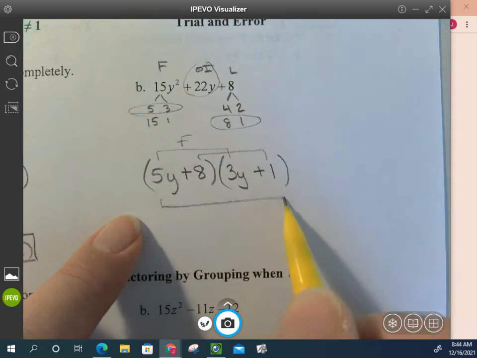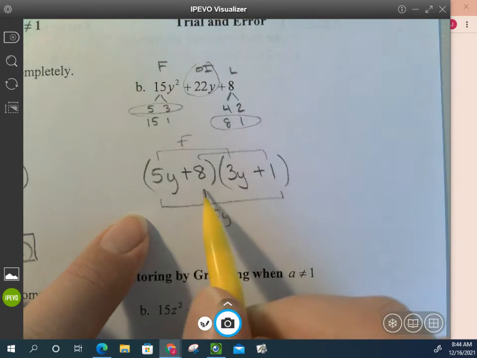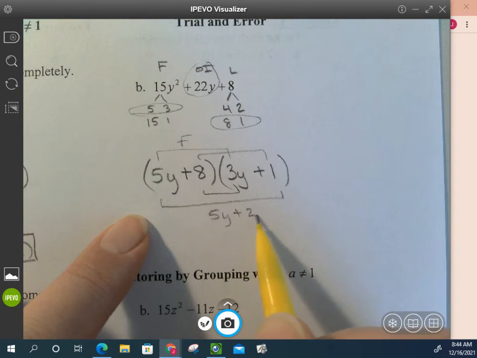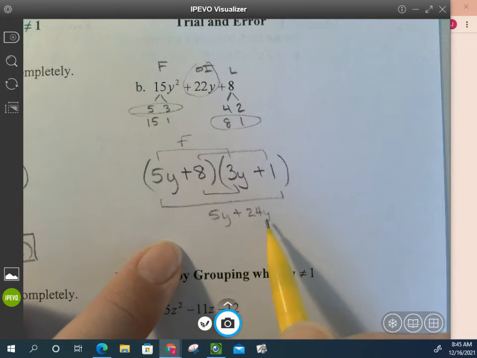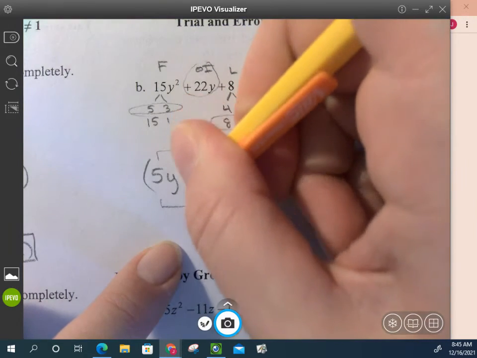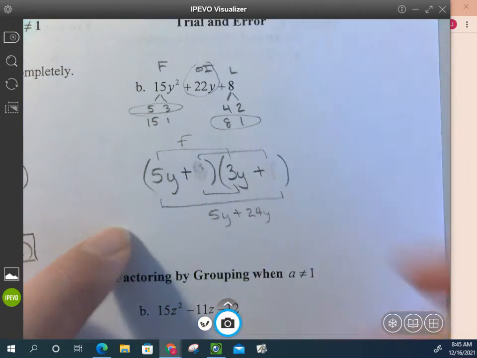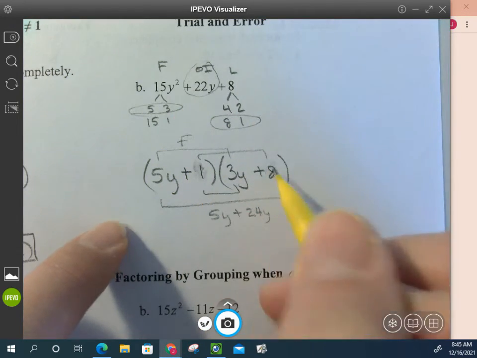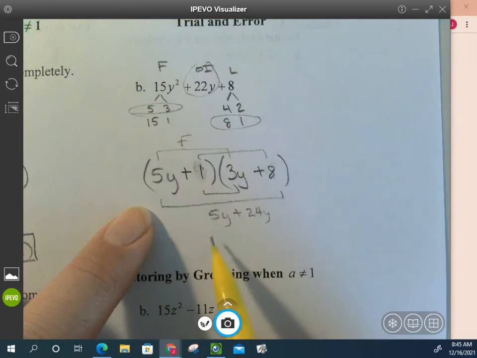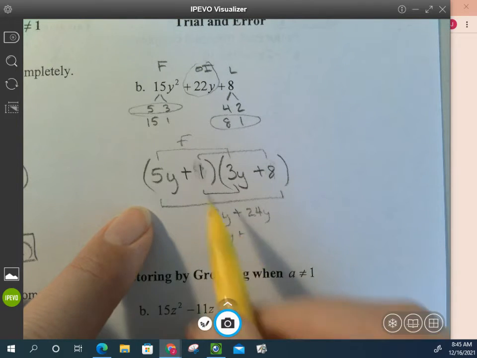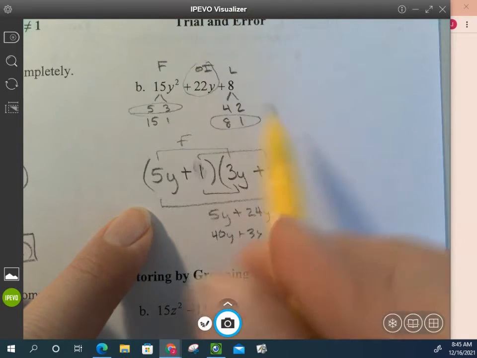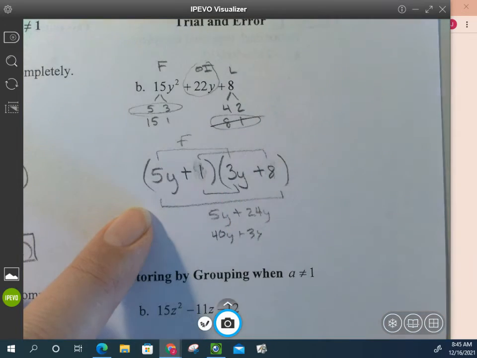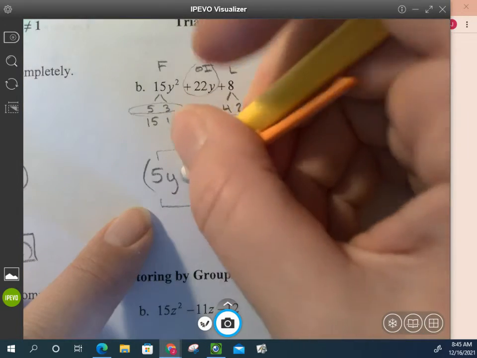So check your outside, that's 5y. Check your inside, that's 24y. Okay, that's not the right number, agreed? So what you would do is you would flip these numbers, and I can tell you it's not going to work because look, now I have 40y and 3y. So I'm going to throw out the 8 and 1, and I'm going to start again with 4 and 2.